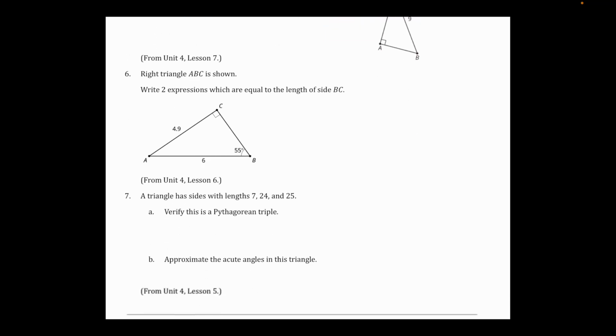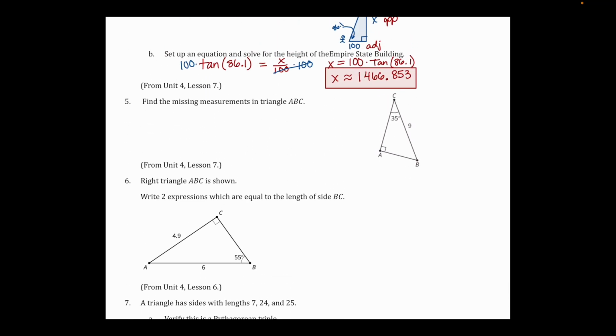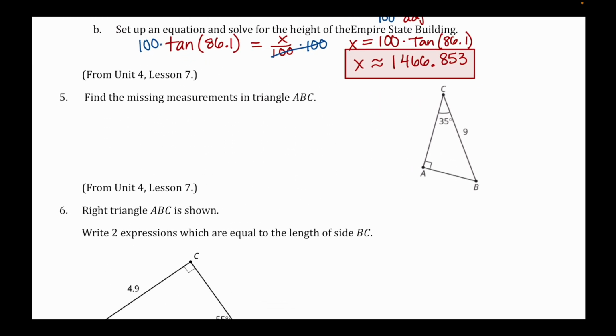That brings us to question 5, and then we only have 6 and 7 after that, so we're getting closer to the end here. Find the missing measurements in triangle ABC, and they gave us a triangle with a 35-degree angle over here, and then a side that is 9. So first off, I think the easiest thing to find is probably the degrees.